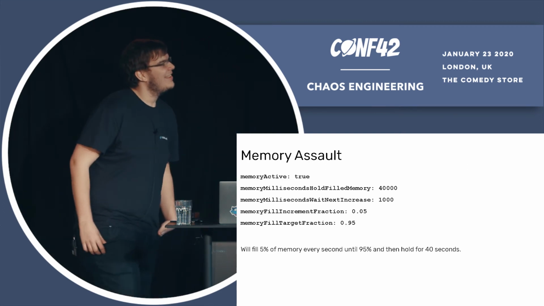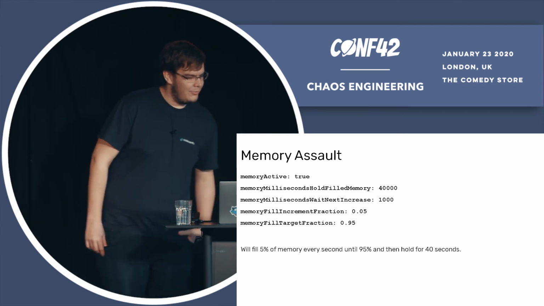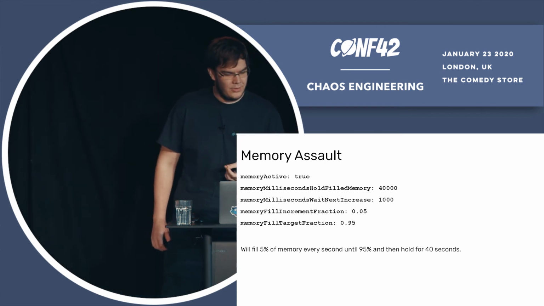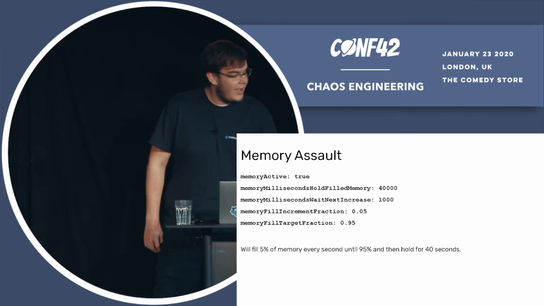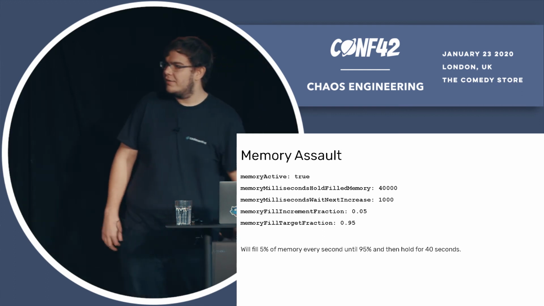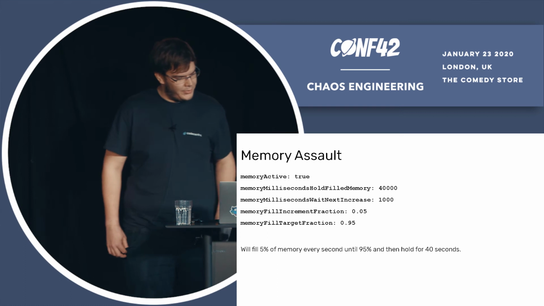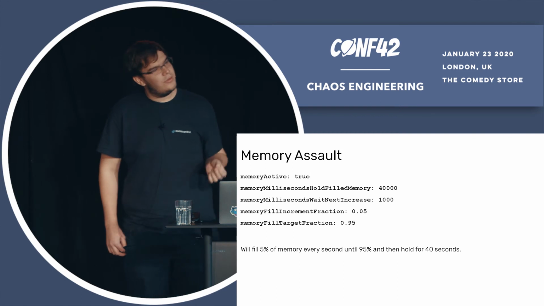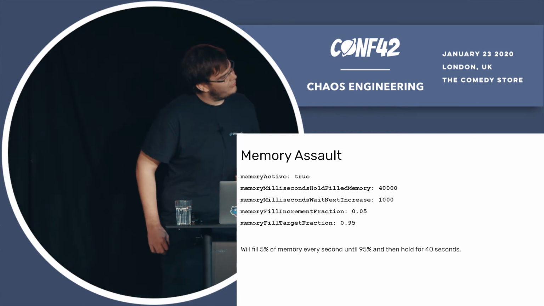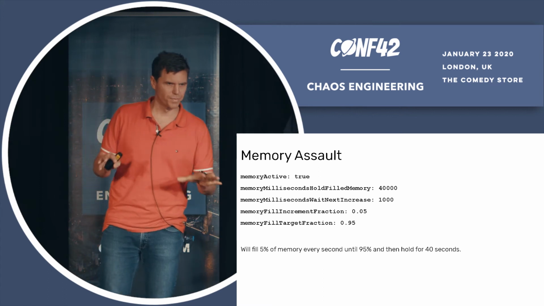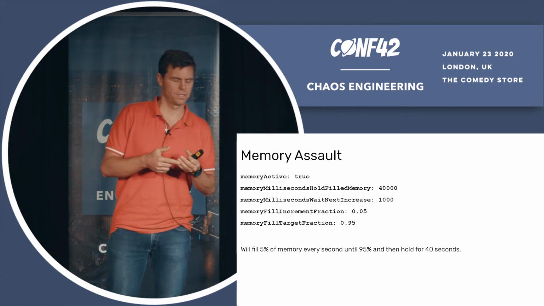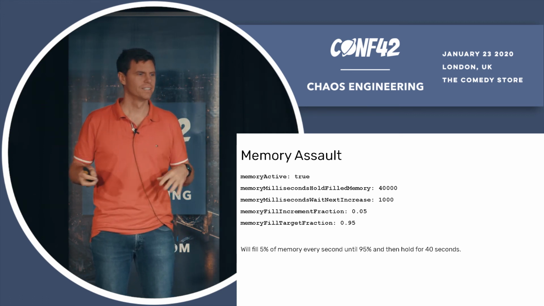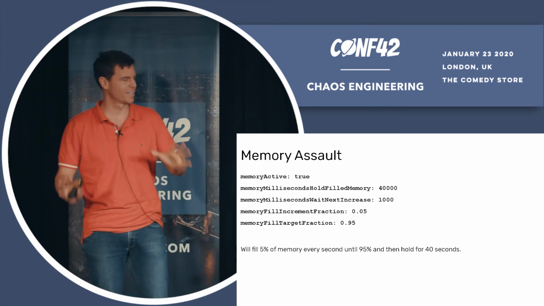Then there's the memory assault, which consumes memory up to a certain amount you configured. For example, with this config, we fill 5% of memory every second until we reach 95% of memory, and hold it for 40 seconds. You can test things like out of memory exception. How does your application behave with that? This assault is a little bit flaky because different JVMs and different versions of Java act differently with garbage collecting. We had some pain with it, so definitely play around with it, but be warned, it doesn't always work perfectly.